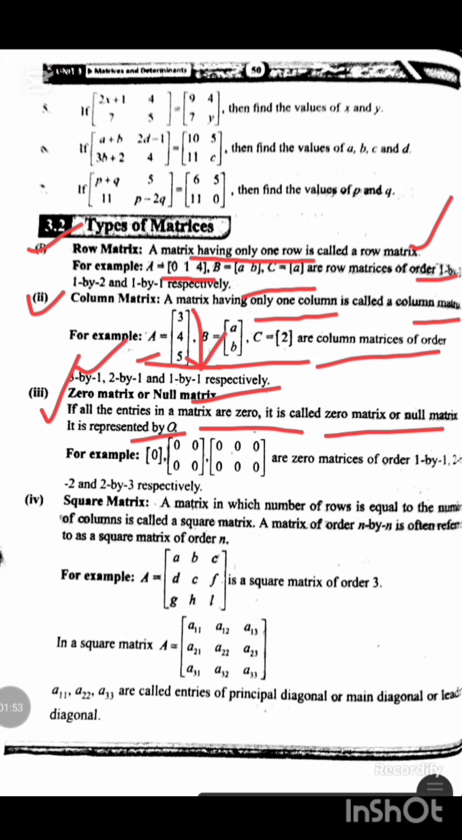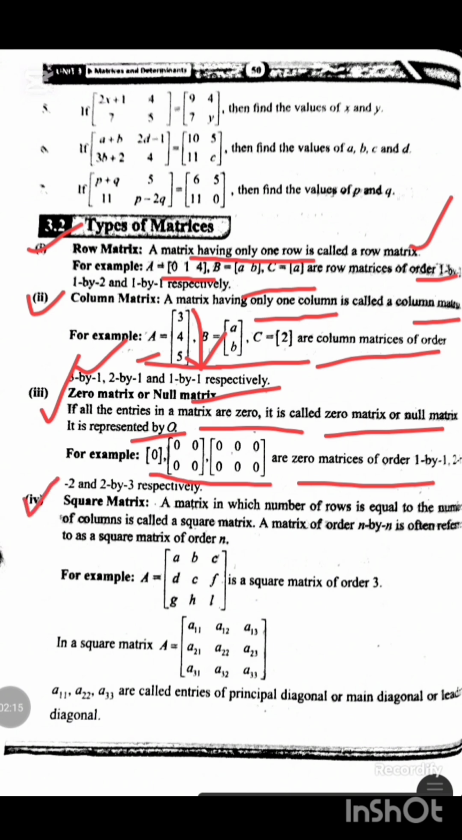So for example, these are all zero matrices of order 1 by 1, 1 by 2, 2 by 2 and 2 by 3 respectively. In these matrices you can see all the entries, all the numbers, all the digits are 0. So that's why these are called zero matrices.